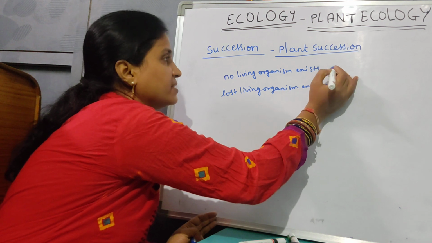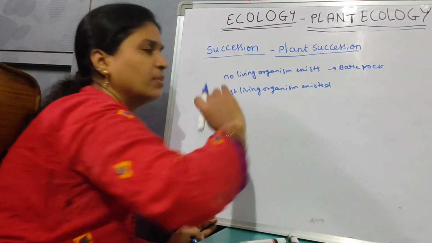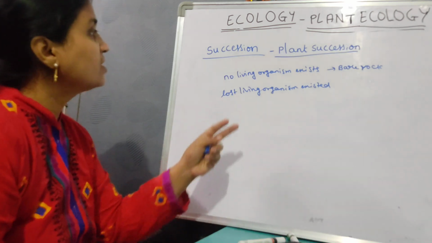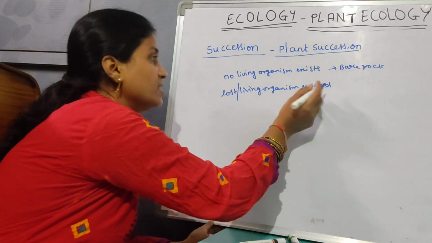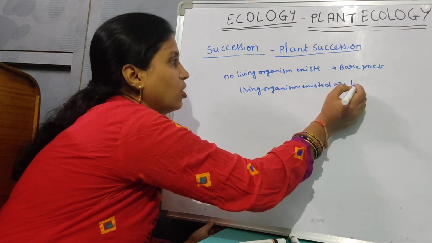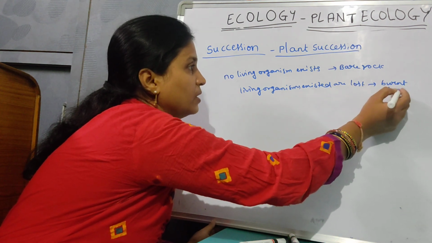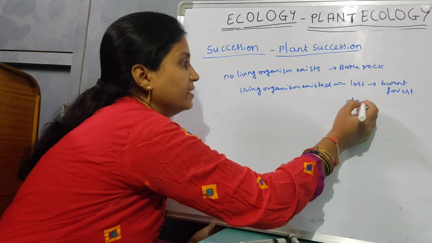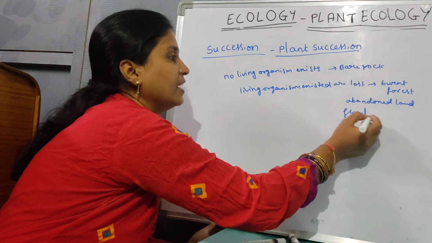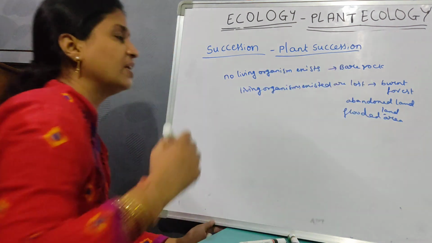No living organisms existing can be exemplified by bare rock. On that bare rock, there were no living organisms at all. Where the living organisms existed and are lost, we can give the examples of burnt forest, abandoned land, or flooded land area.